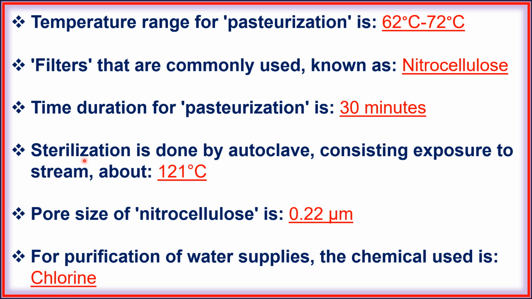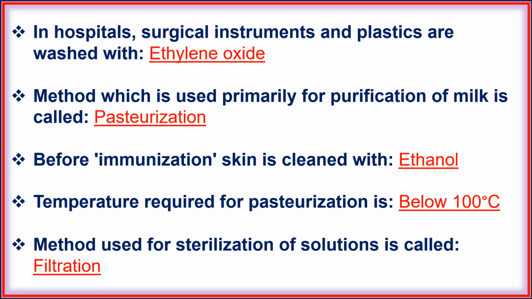Next, sterilization is done by autoclave, consisting of exposure to steam at about 121 degrees centigrade. Next, pore size of nitrocellulose is 0.22 micrometer. Next, for purification of water supplies, the chemical used is chlorine. Next, in hospitals, surgical instruments and plastics are washed with ethylene oxide.